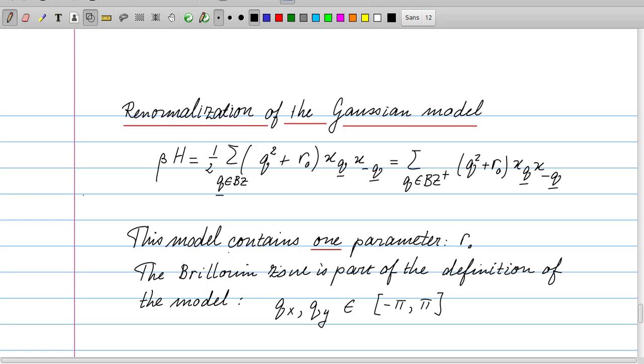Also, it is very important to realize that the model only contains one parameter r0, because we have seen that rescaling of the x's can always be used in order to fix the prefactor of the q squared term to 1/2. And furthermore, there is a lattice constant, and the lattice constant is not directly visible from this formulation, but it's hidden in the shape of the Brillouin zone, and the Brillouin zone runs from minus pi to plus pi, and that corresponds to a lattice constant of 1. So the lattice constant A is 1. So A is the lattice constant.